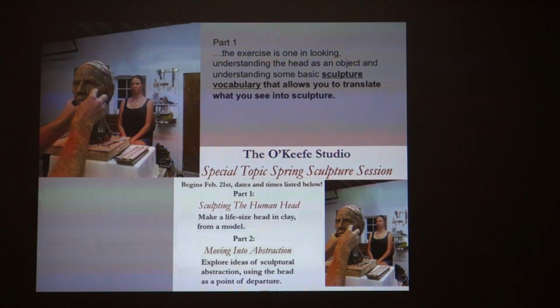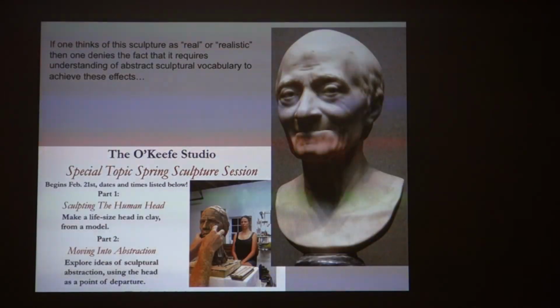There's the model. And so part two of the workshop is a movement into abstraction, where we explore ideas of sculptural abstraction using the head as a point of departure. So in that, with that group of students, we're about to move into abstraction after having spent 4 days with the model. And so this talk is meant to be a bit of a launching point for that next move.